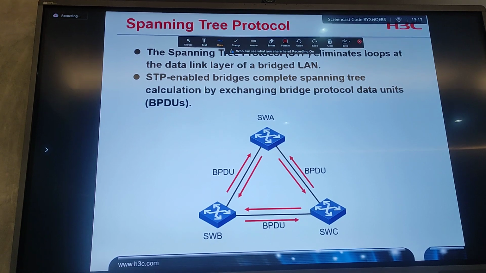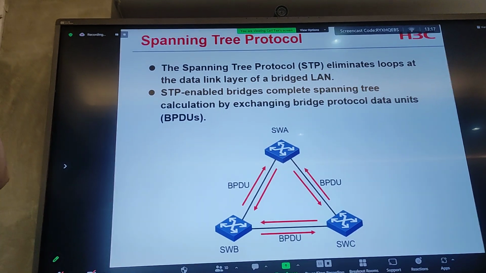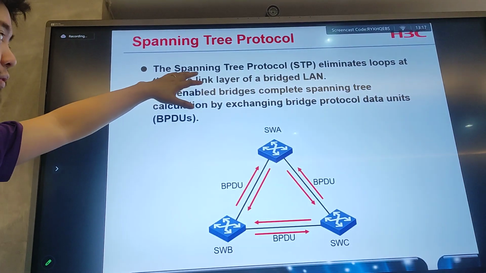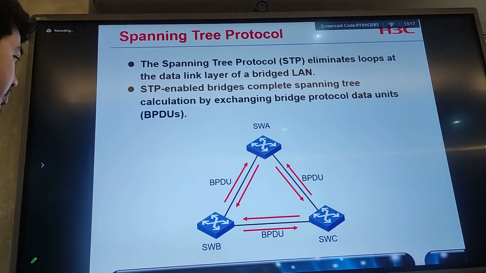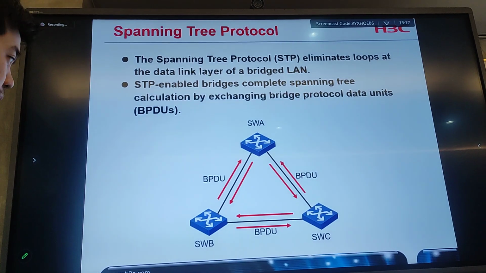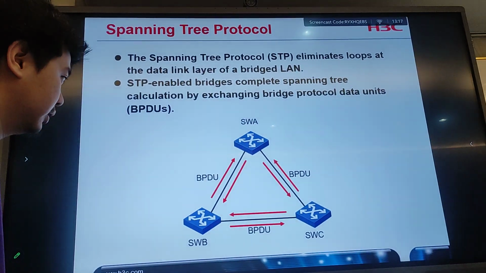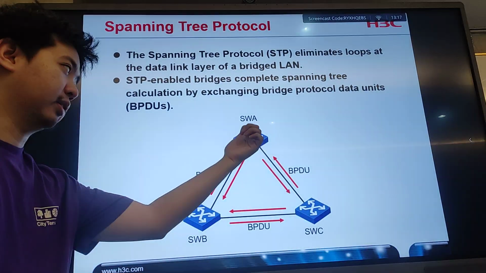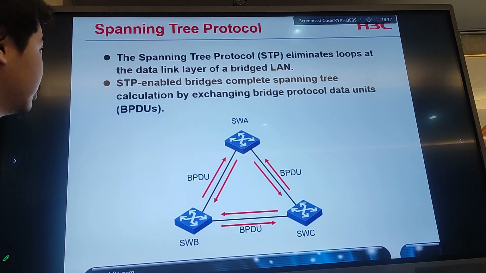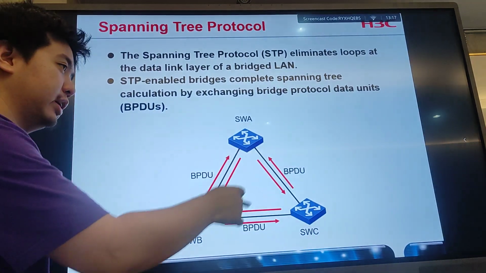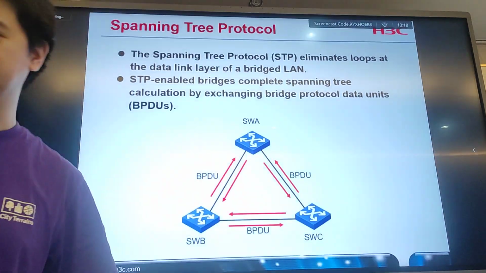STP. So, the spanning tree protocol eliminates yung loops at the LAN level. Eliminates loop at data link layer level of a bridge LAN. So, STP-enabled bridges can complete spanning tree calculations by exchanging what we call yung BPDUs. So, lahat ng switches, nag-exchange sila ng BPDU, until such time na makakuha sila ng superior na BPDU, that's the time na babaguhin nila yung root bridge sa calculation. So basically, si STP, ang trabaho niya is to calculate the most optimal path based on parameters.